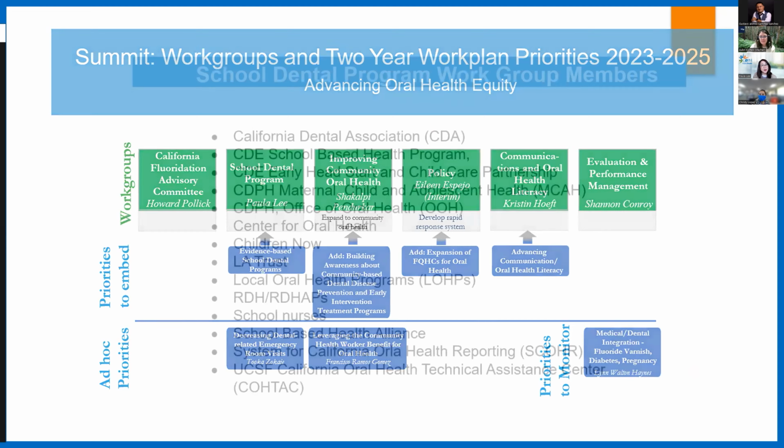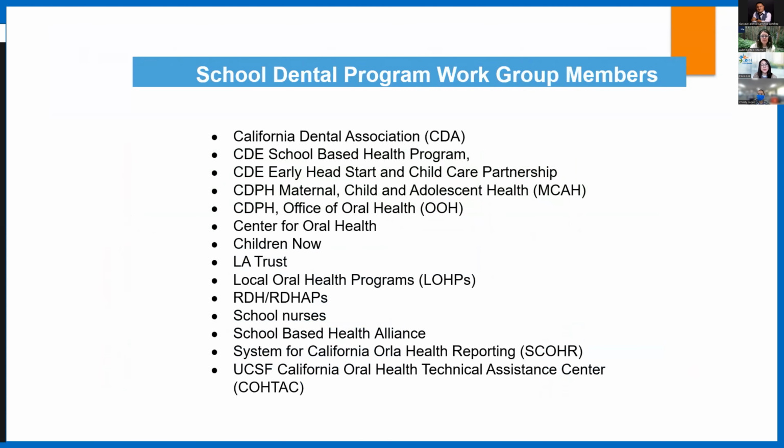So here are our school dental program work group members, and where they come from. So of course, it's all the LOHBs. And then we have CDA, we have a couple of programs from CDE, we have also some CDPH branches, MCH, and then we have community-based organizations like LA Trust, Center for Oral Health here in Sacramento. We also have clinicians. We have school nurses, and we have RDHs, RDHAPs. And then we have other statewide organizations like School-Based Health Alliance. And then, of course, our amazing SCOHR team, which helps us with our KOHA data reporting.